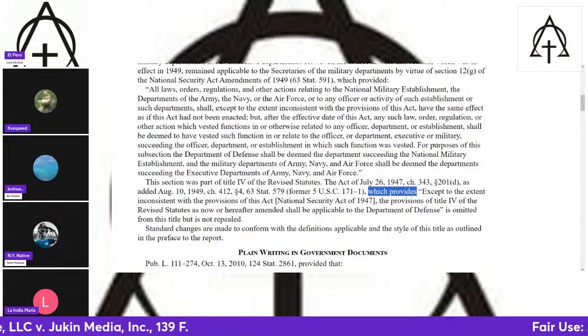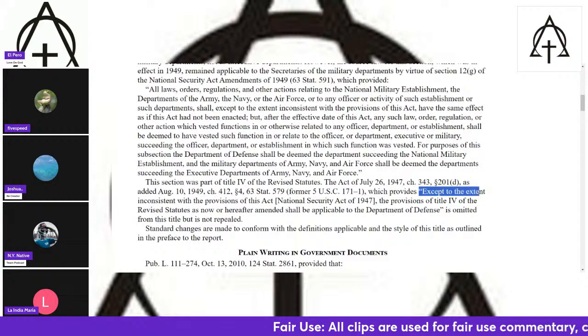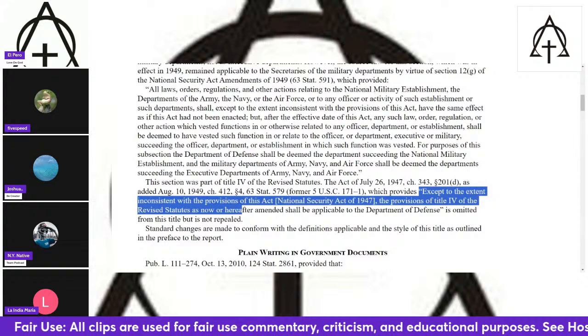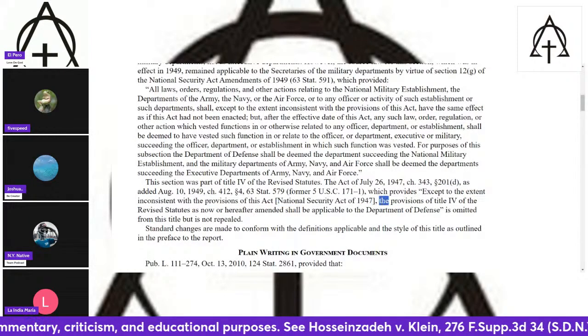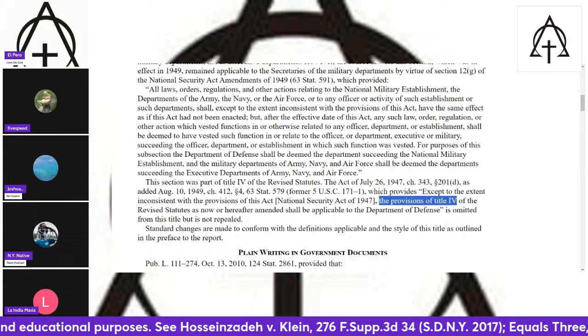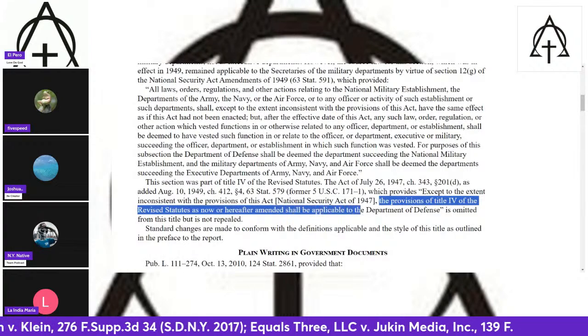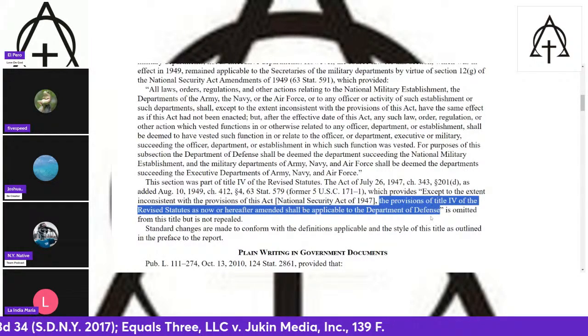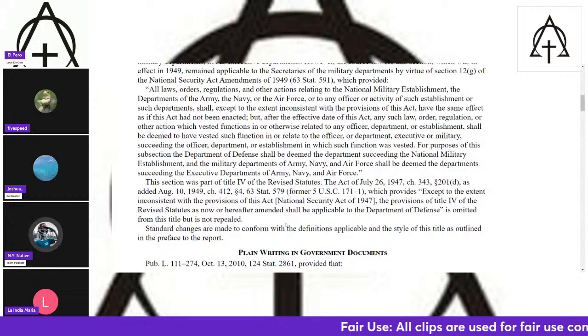But the point here is, notice it says right here, this is a quote, except to the extent inconsistent with the provisions of this act, National Security Act of 1947, the provisions of Title IV of the revised statutes as now or hereinafter amended shall be applicable to the Department of Defense, is omitted from this title but is not repealed. I just looked at it. It said July of 1947, brother.